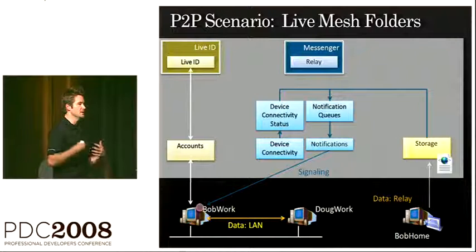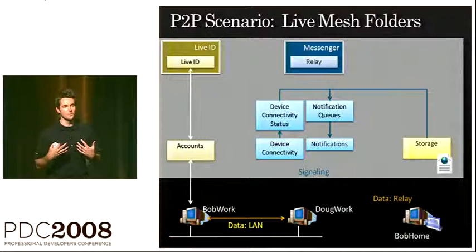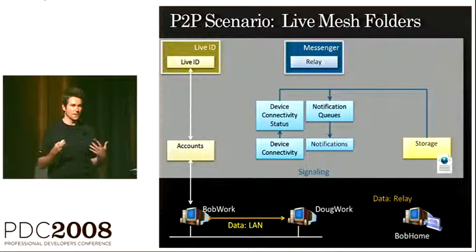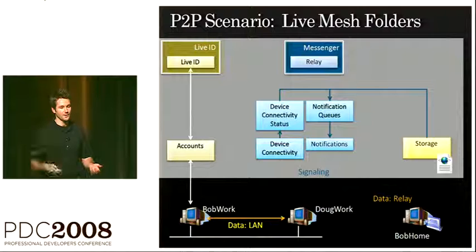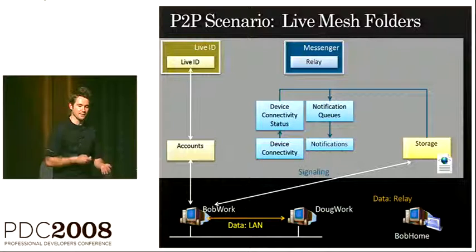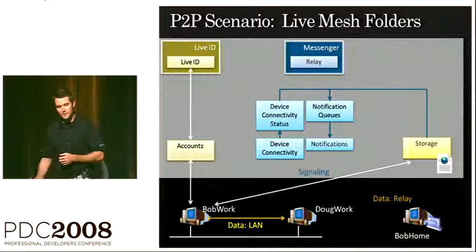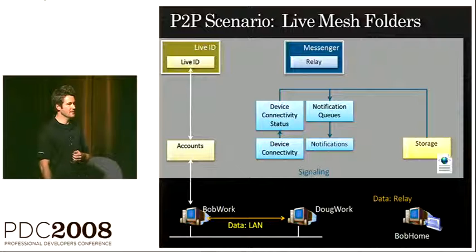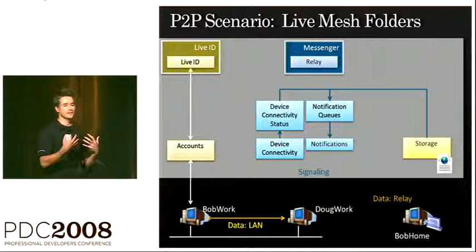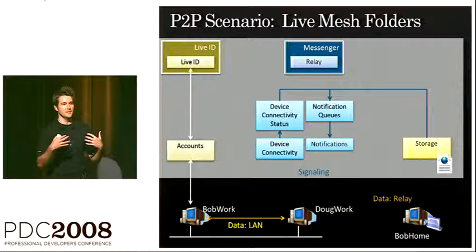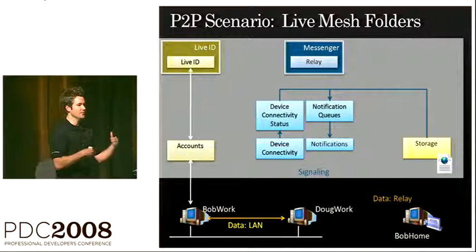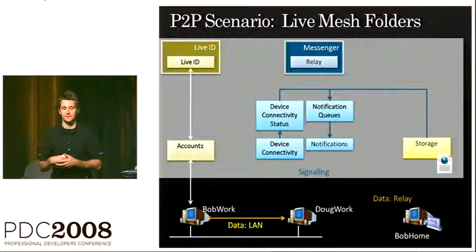Bob's work machine can now decide how it wants to handle that particular notification. In this case, and in the live mesh and live folders case, we actually go and get the metadata. I said, that sounds interesting, let's go get it. Let's see what it contains. So Bob's work machine pulls down that metadata and then looks at it. Within the metadata, Bob's work machine can see where this data actually resides, or what the addresses or endpoints are that actually have this data.